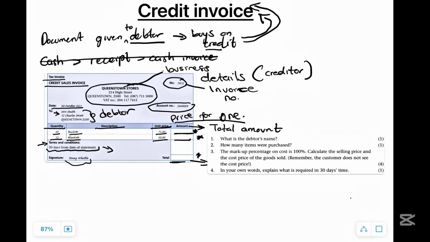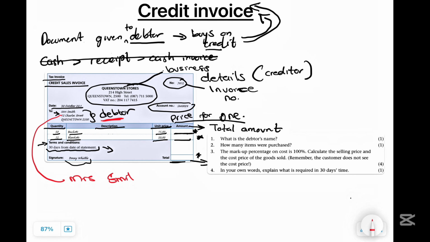So I have a few questions that I'm going to attach here, and we will answer them together. Number one says, what is the debtor's name? So obviously the debtor's name is Mrs. Smith. Here I said this is the information of the debtor. So it means now Mrs. Smith is our debtor. That is for number one.